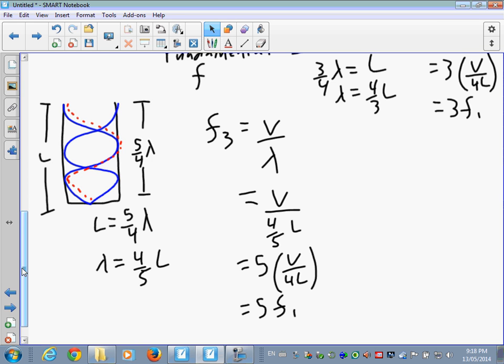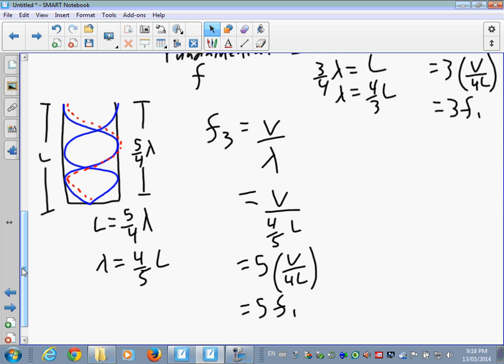So let's look at a couple of examples here. Oh, and by the way, just before we move on, if you look at this formula, again, you get that the length is inversely proportional to the frequency. So the longer the length, the lower the frequency is going to be.